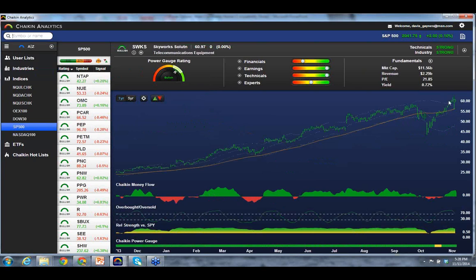So for example, if you look at Skyworks right now, it certainly does look overbought, but the power gauge is positive, relative strength is positive, money flow is positive. We don't worry about that. And what you'll see, in fact, take a look at the chart, it's constantly bumping against its upper band. And it comes down a little bit, but it's constantly bumping against that upper band.